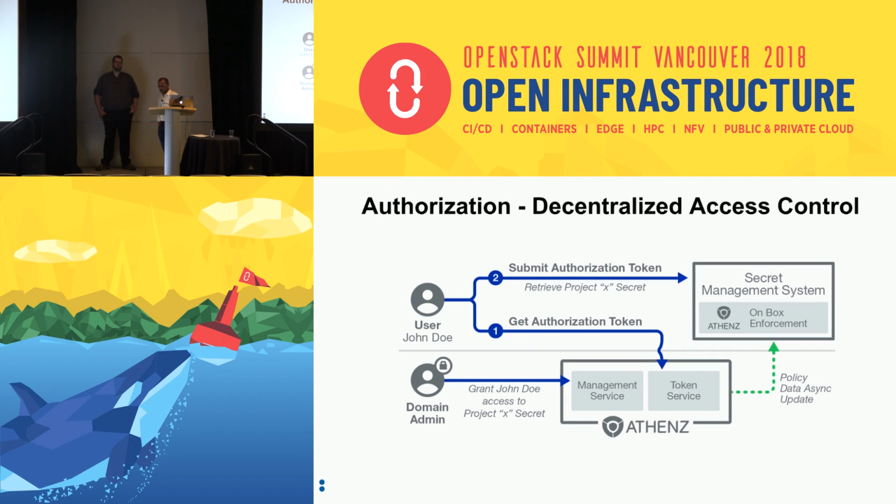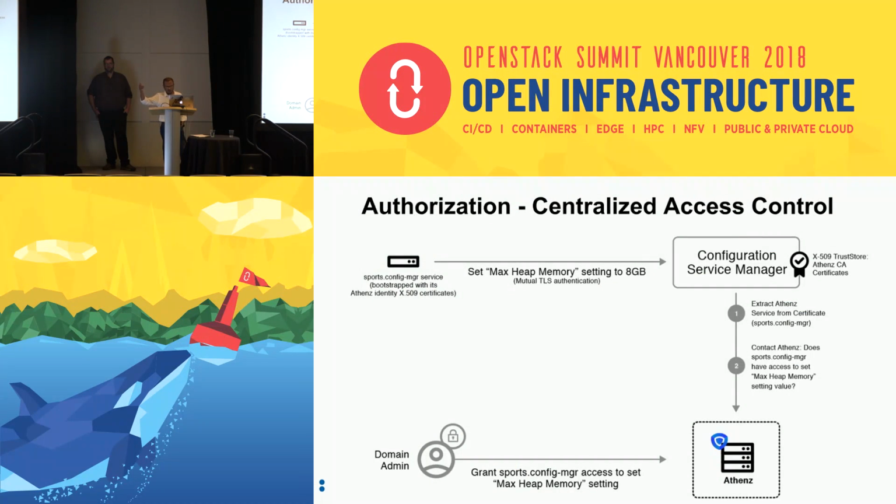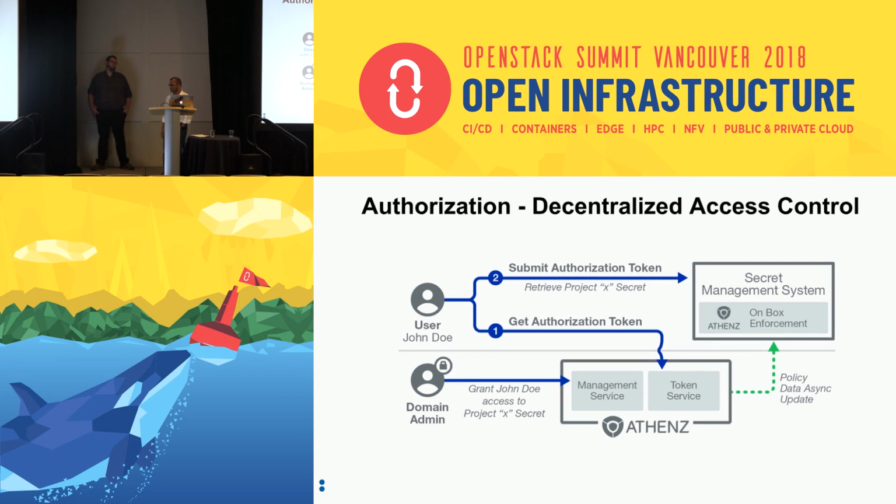The decentralized authorization model: in the centralized authorization model, the connection between the configuration manager service and Athenz is again mutual TLS. So it takes at least 200 milliseconds for any mutual TLS authentication to happen. It works perfectly fine if you're trying to do a few requests per second. But if you have a service that takes tens and hundreds of requests per second, that really won't scale. You can't do a mutual TLS auth every single time to Athenz to do a 200 millisecond authorization. So that's how we build a decentralized authorization.